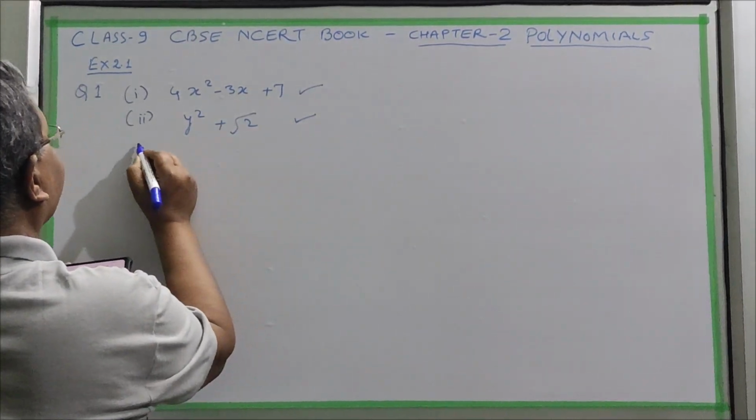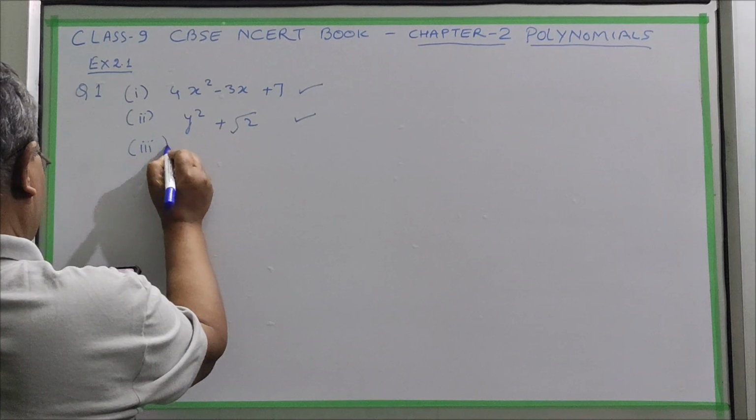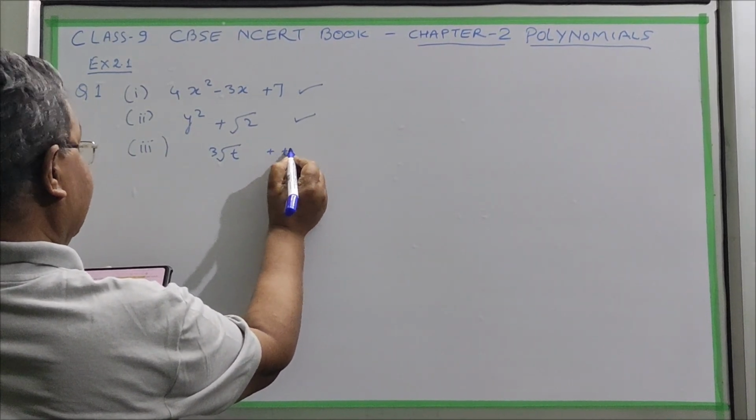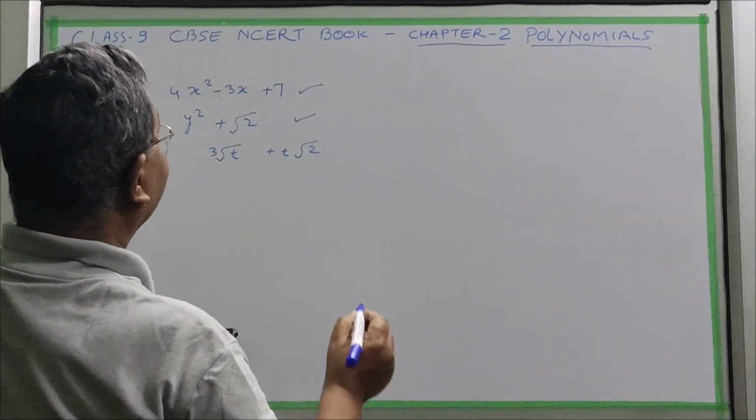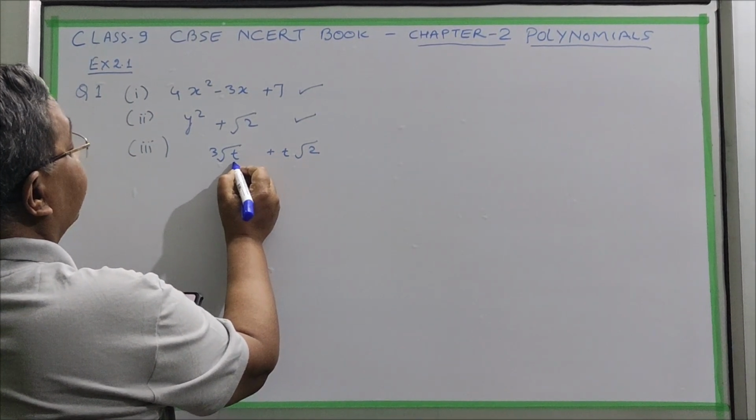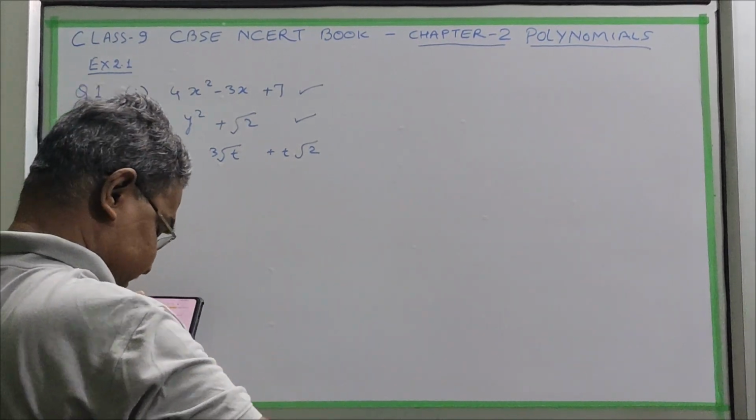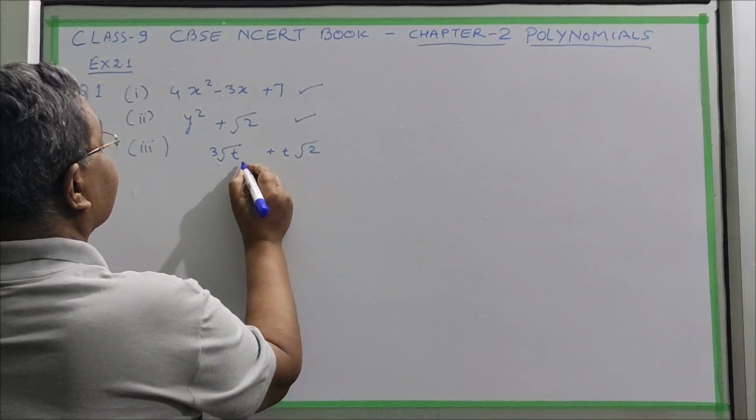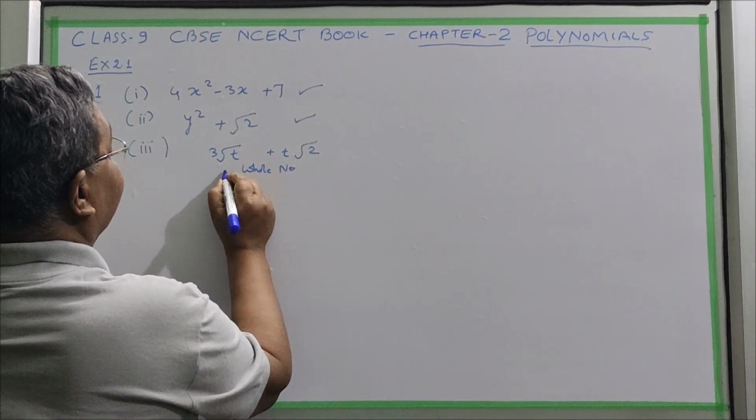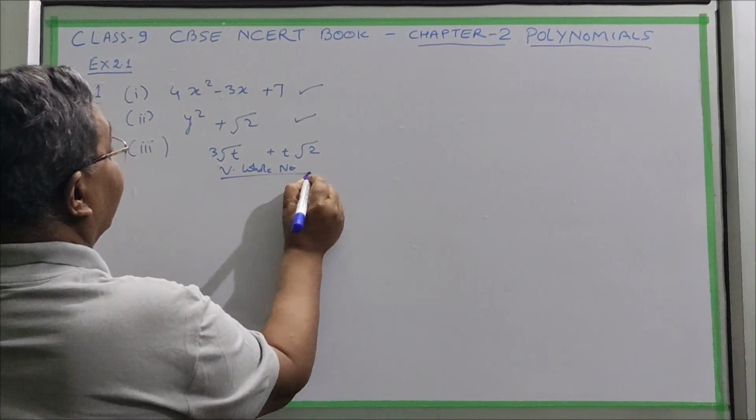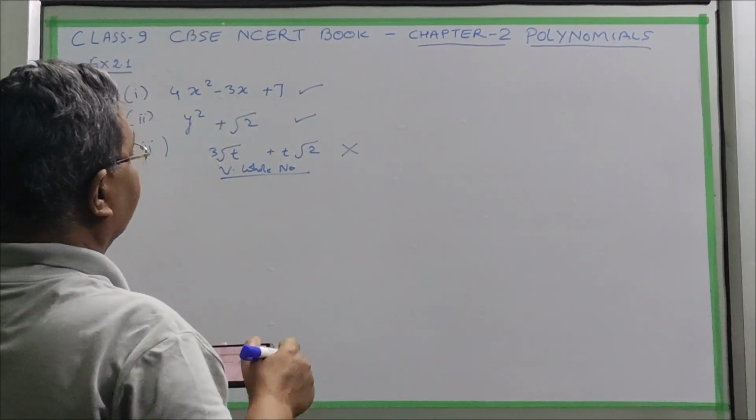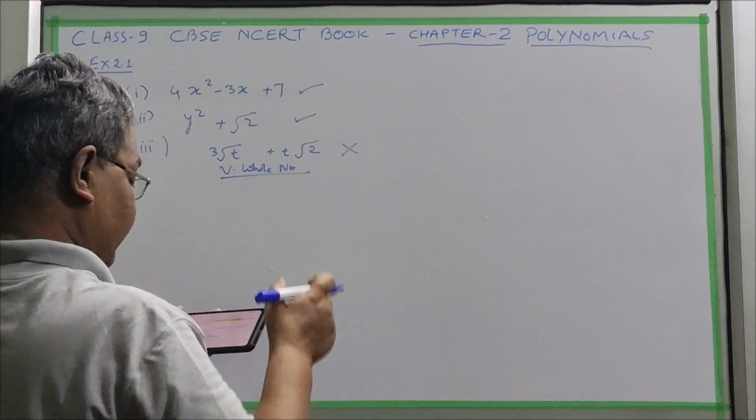Then third, 3 root t plus t root 2. Here the variable is not a whole number power. So if the variable is not a whole number power, then it is not a polynomial. For being a polynomial, the variable's power should be a whole number.